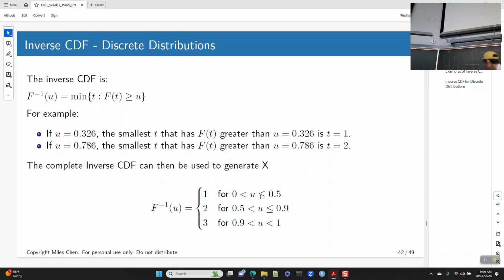Let's see. We want to go from 0 to 1.5. It's going to go 0.5, 0.9, 1, 2, 3. That's your inverse CDF function here.